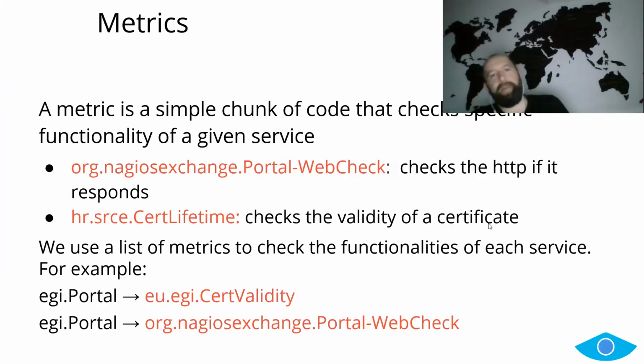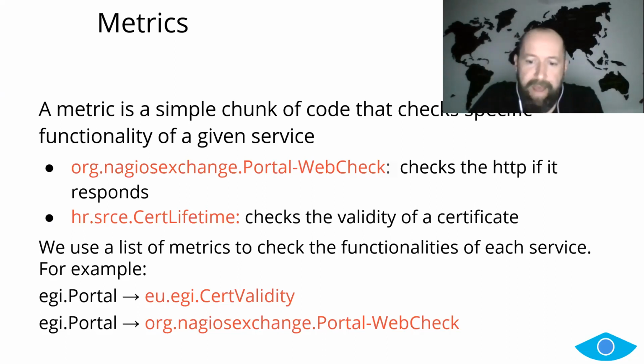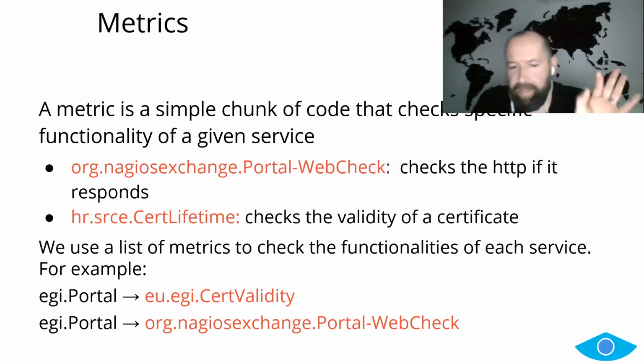Now we come to a metric. So the probe is basically code that performs monitoring of a given service, and then if we follow that logic, the metric is a piece of code that does a specific check. So an example would be if you have a probe that checks your web server, then one metric would be to check if the server will answer HTTP.